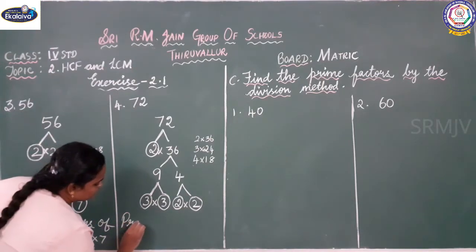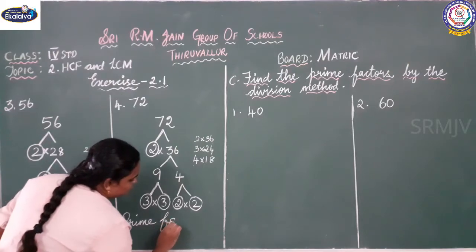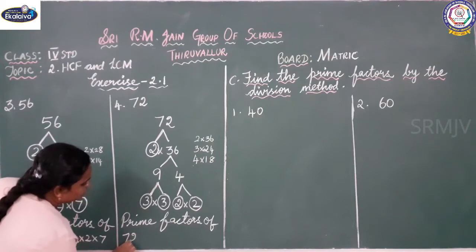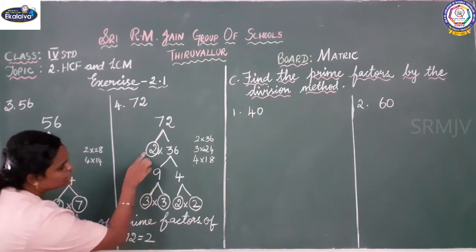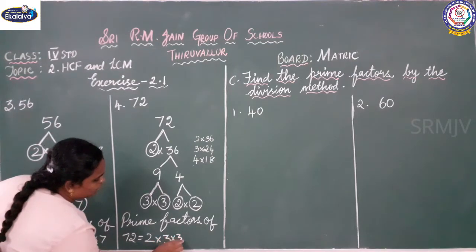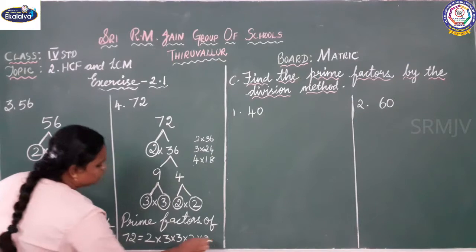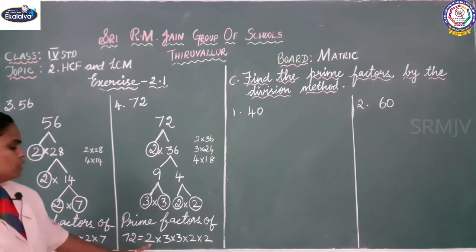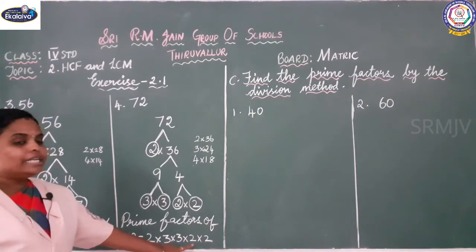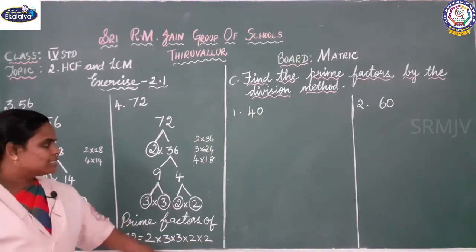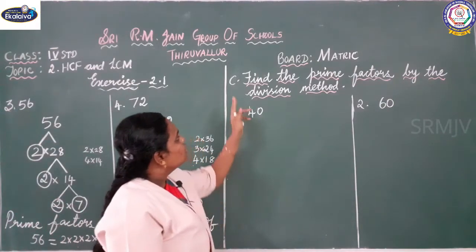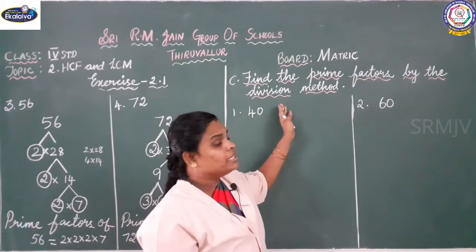So what are the prime factors of 72? Prime factors of 72 equal to, only the circled prime numbers we will write: 2 into 3 into 3 into 2 into 2. If you multiply, you will get 72. 2 3s are 6, 6 3s are 18, 18 2s are 36, 36 2s are 72. Okay children. So next one, find the prime factors by the division method.